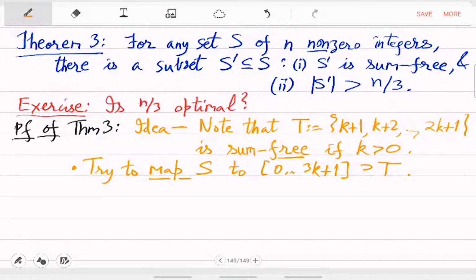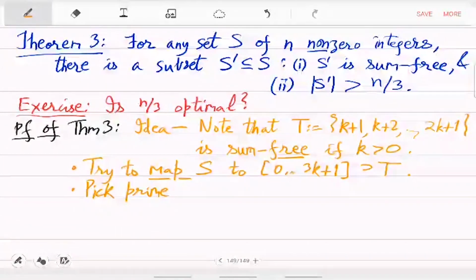And then identify which elements went to T, right. So that would give us S prime. So for this map, what we will do is use some algebra. In fact, we'll also use some number theory. So we'll actually reduce the numbers as modulo a prime, a big prime.